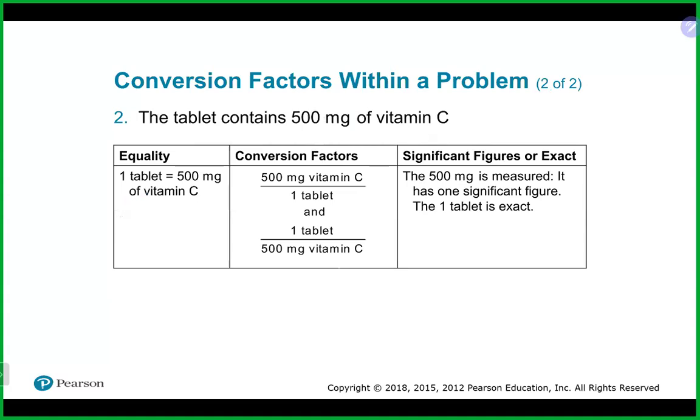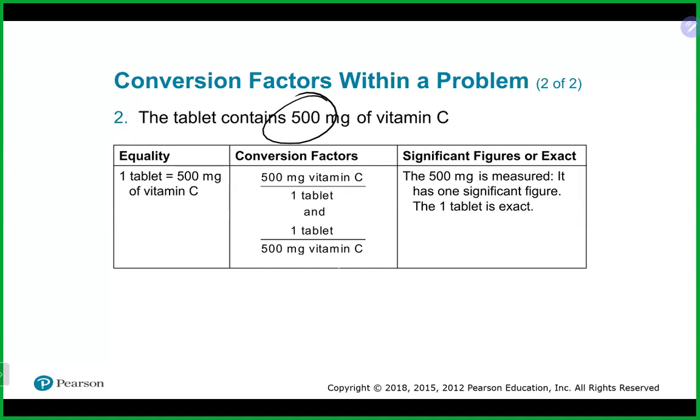Like here, a tablet contains 500 milligrams of vitamin C. That gives us basically two conversion factors. 500 milligrams of vitamin C in one tablet, or one tablet over 500 milligrams of vitamin C. So again, these are two conversion factors that we could get from the problem. And in this particular case, we would be looking at the 500. And that 500 is written with how many significant figures here?